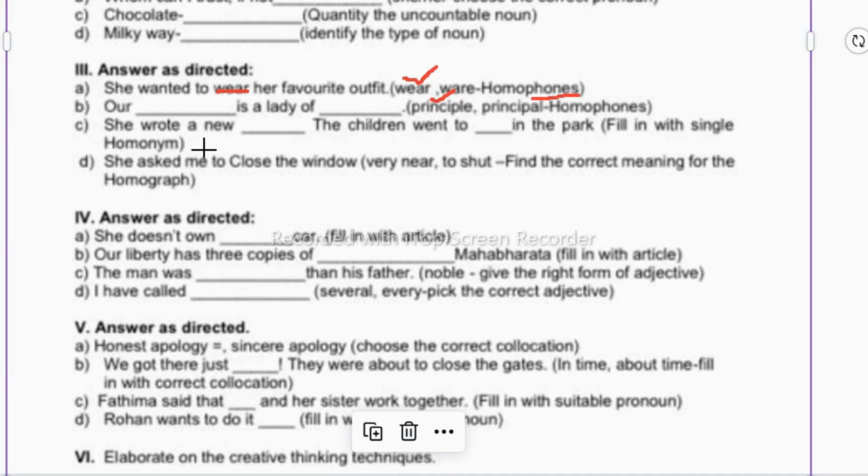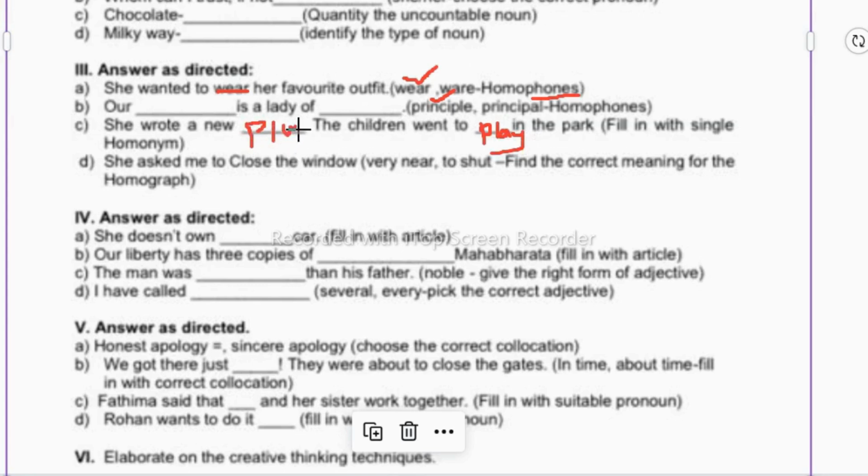Next one, she wrote a new dash, the children went to dash in the park. Now here you have to write a single word which can be suitable in both the blanks. So you can get this question as well. What can we choose here? She wrote a dash, the children went to where? If you are unable to write the first dash, you have to go to the next one. You will get the answer. The children do in the park, they play. So here we are writing play, and automatically we will get the answer to write here as well. Play. She wrote a new play.